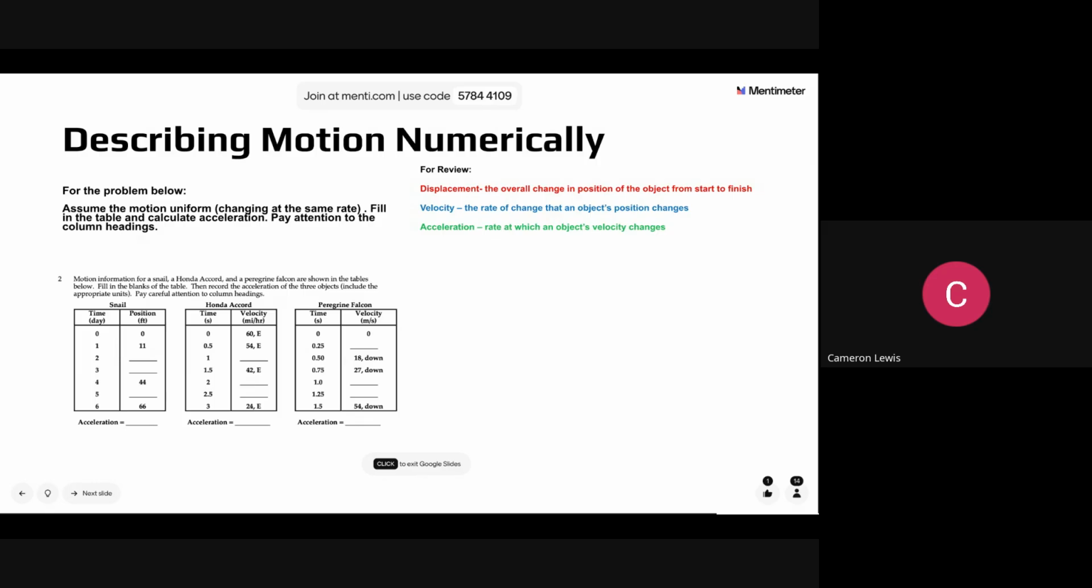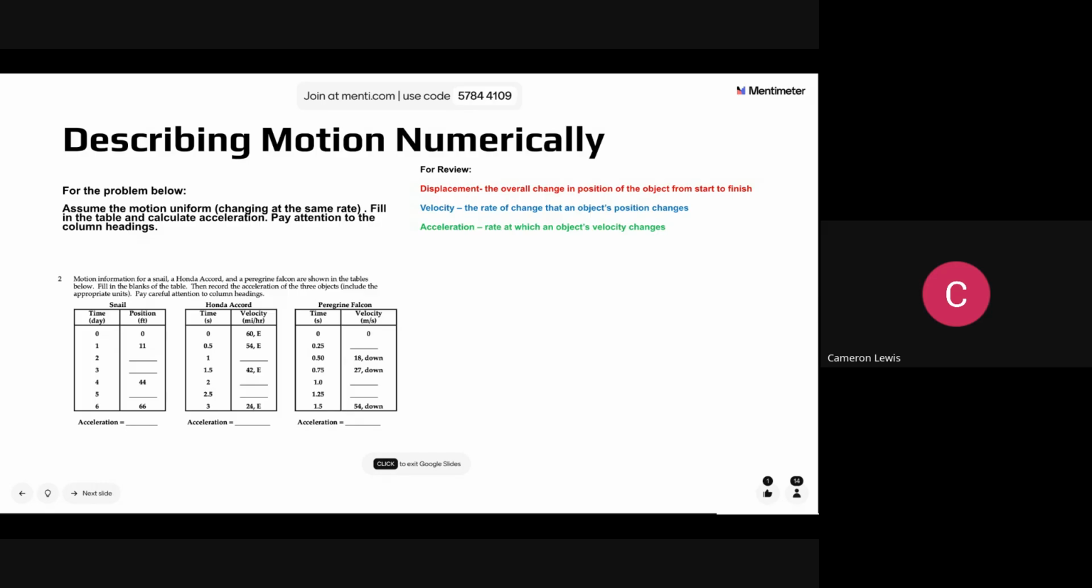I'm looking for you to say those words, final minus initial, because if you say final minus initial, you're speaking about change, right? And if we look at our review over to the top right corner, we have displacement, which is the overall change of position from start to finish. Velocity, the rate of change that an object's position changes, right? Then we have acceleration, which is the rate at which an object's velocity changes.